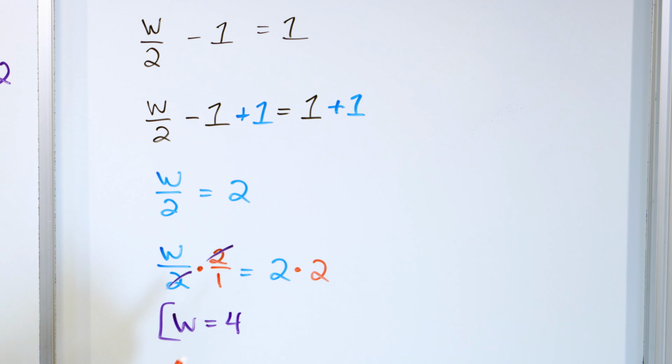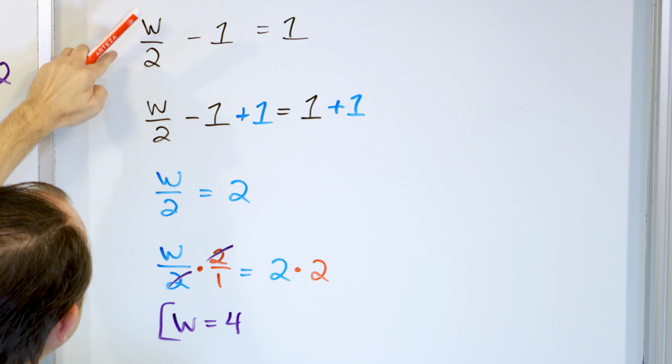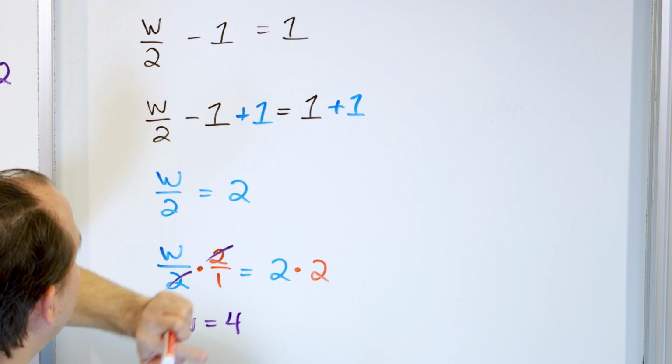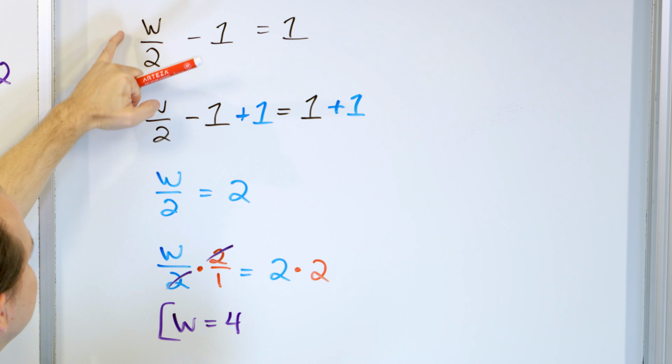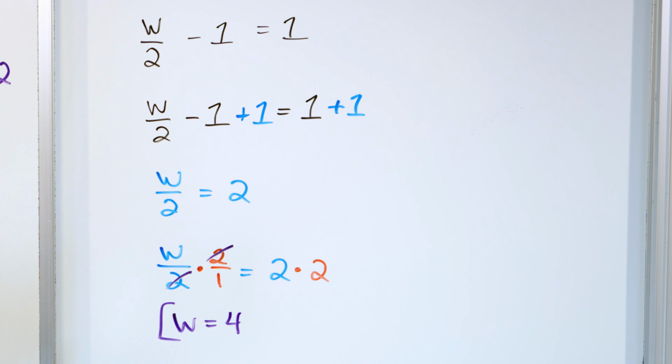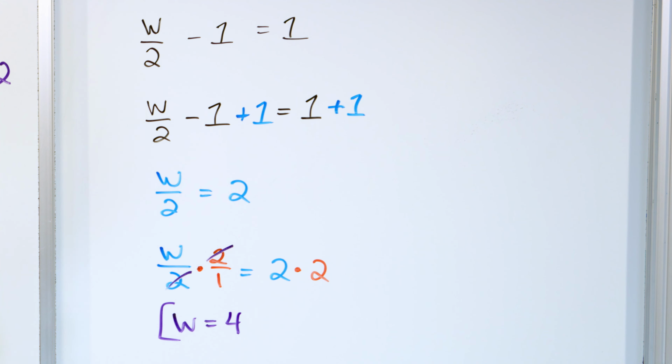Now check your work. Put a 4 in here. 4 divided by 2 is 2, and this 2 minus 1 is 1. It is difficult to look at this equation ahead of time and figure out what value goes in there, because none of us are human calculators. I mean, I'm not. Maybe you are. But most people are not a human calculator. So do not try to solve these in your head.